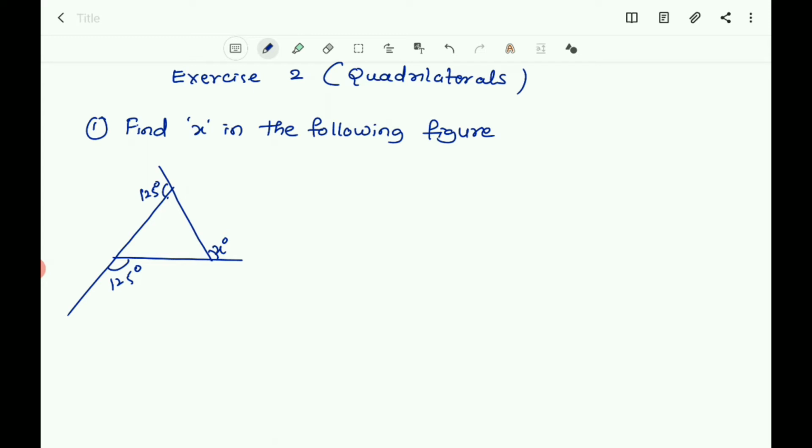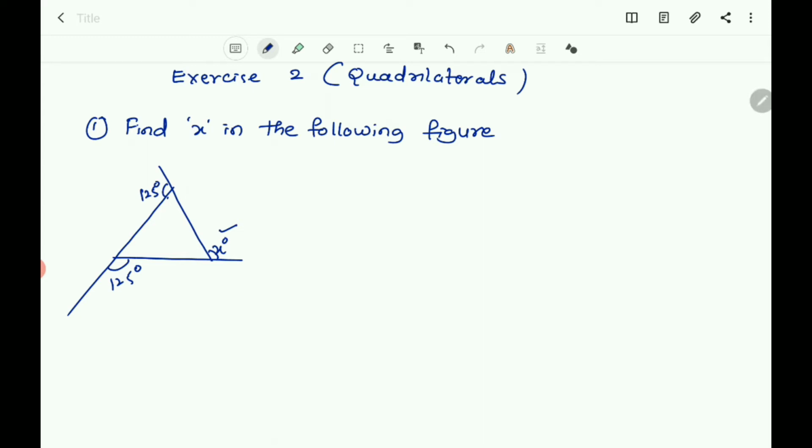It is a triangle and it is shown that the two angles are 125 degree, 125 degree, and the third exterior angle is x. We have to find the value of x, and we know that sum of exterior angle of a polygon is equal to 360 degree. Here there are three exterior angles as it is a triangle. Now two exterior angles are given, find the sum of the given two exterior angles and subtract the sum from the 360 degree, then you will get the value of x here.